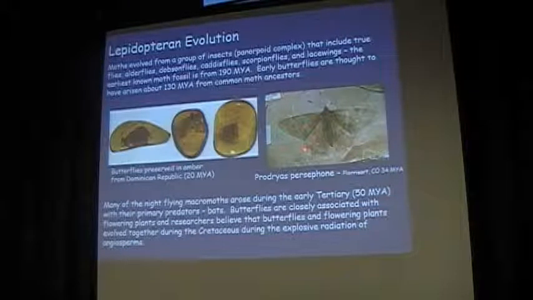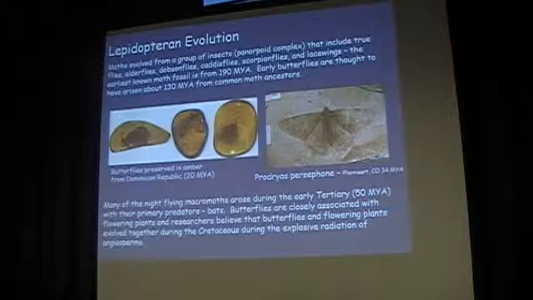which is a type of butterfly from about 34 million years ago. So many of the night-flying macro moths, like the big noctuas and such, and the giant silk moths, arose during the early Tertiary, about 50 million years ago, with the bats. And so even today, it's a constant back and forth with bats and moths, trying to outsmart each other so the moths don't get eaten and the bats won't eat the moths.